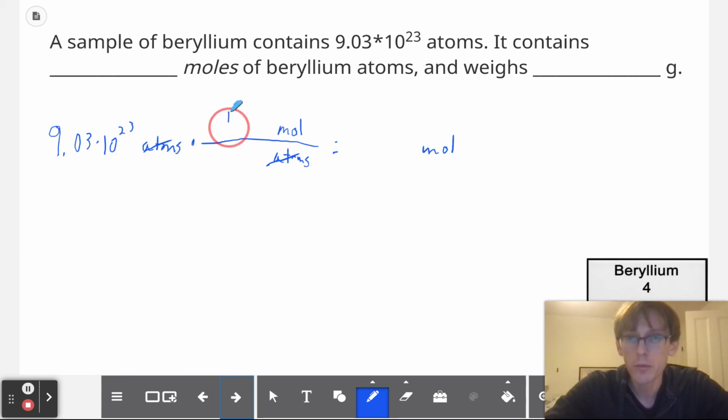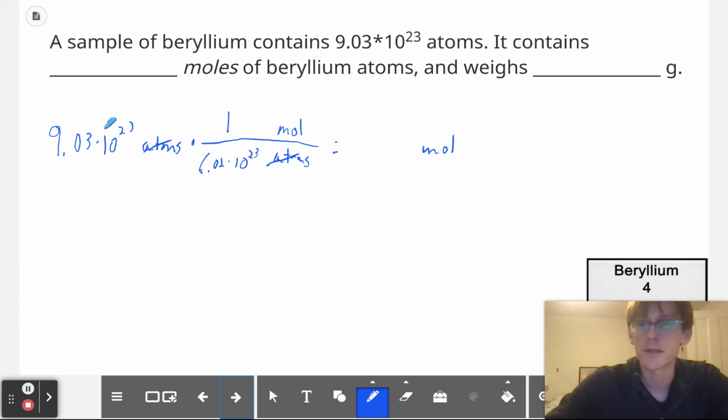Now we know that 1 mole contains Avogadro's number atoms. So 6.02 times 10 to the 23rd atoms. And if we put this into our calculators, we would find that 9.03 times 10 to the 23rd times 1 divided by Avogadro's number is going to equal exactly 1.50 moles.